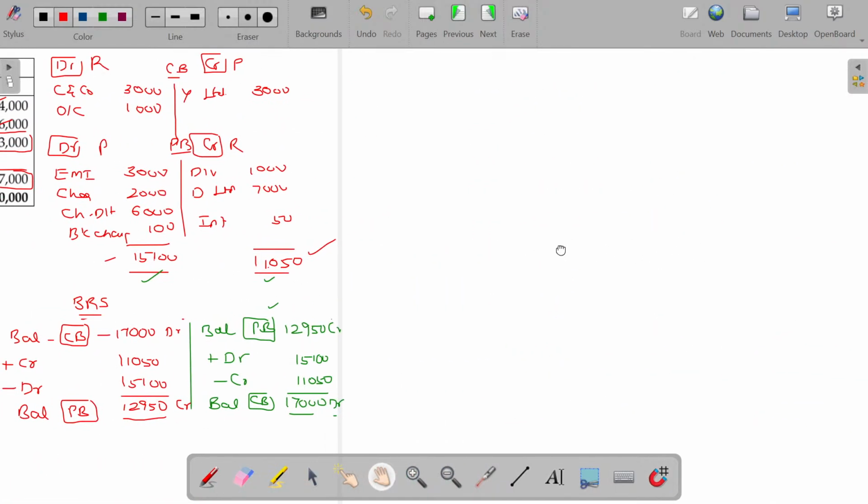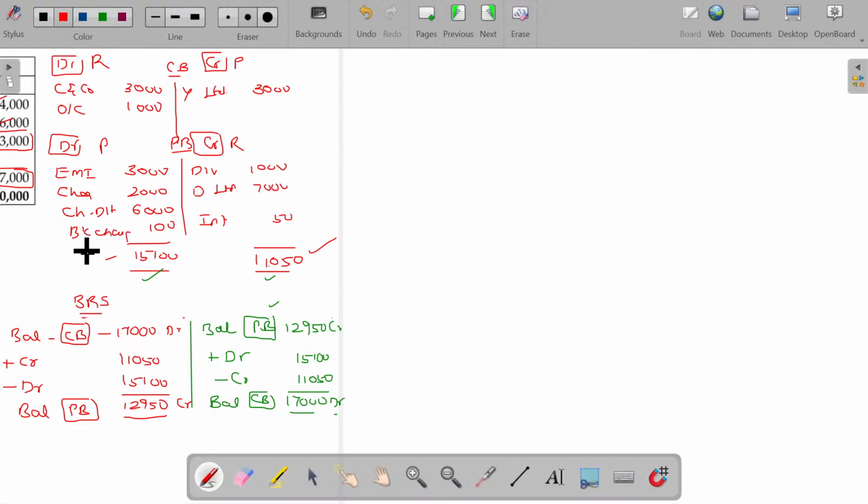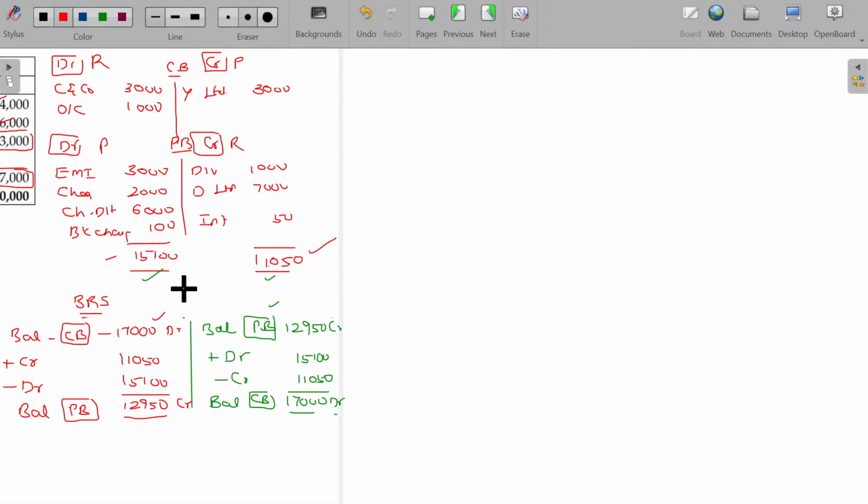How to write the summary here? Let's see. We'll start with what? This one. Balance as per cash book, the value being 17,000, debit balance. Add. What are the items that are going to be addable? Credit side items are going to be addable. One is 3,000 rupees. What does it mean?